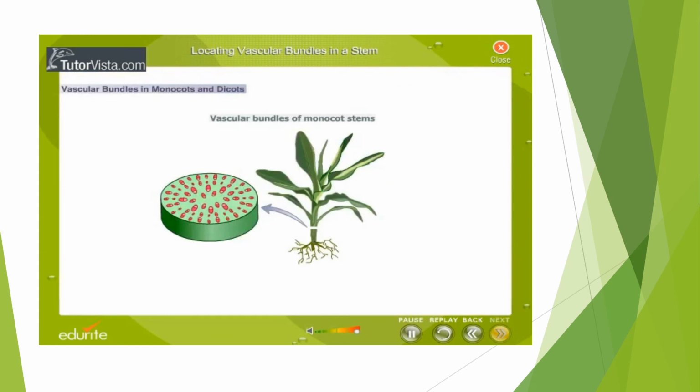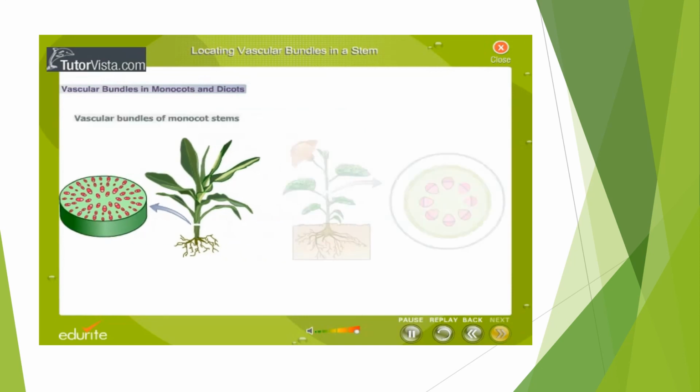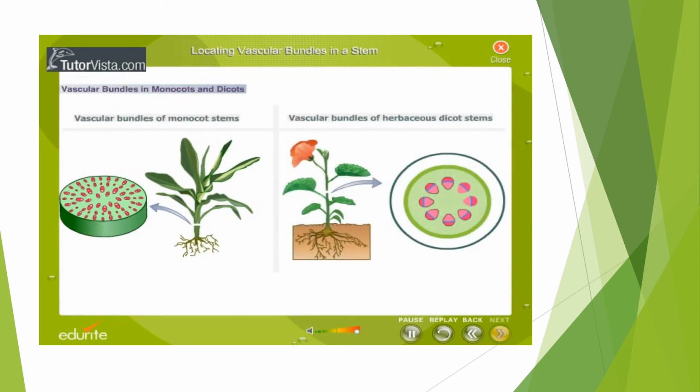The vascular bundles of monocotyledonous stems are scattered throughout the ground parenchyma of the stem. In herbaceous dicotyledonous stems, the vascular bundles are arranged in the form of a ring. The vascular bundles not only act as conducting tissues for the plant, but also help in growth in thickness.